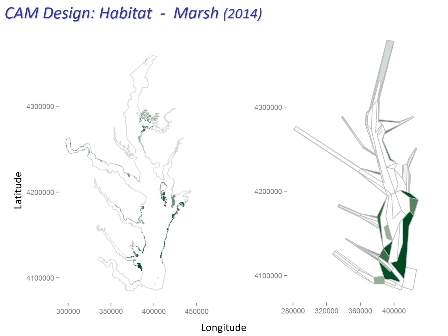Marsh is based on observations from 2014, and a similar sort of deal, except marsh is even more concentrated around those fringing areas, and that's what we see in the polygon structure.